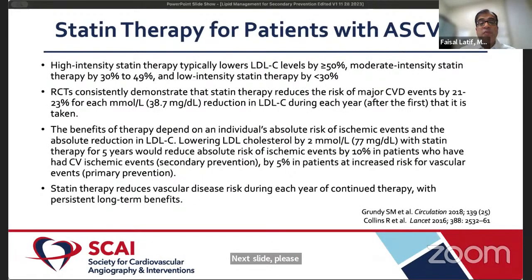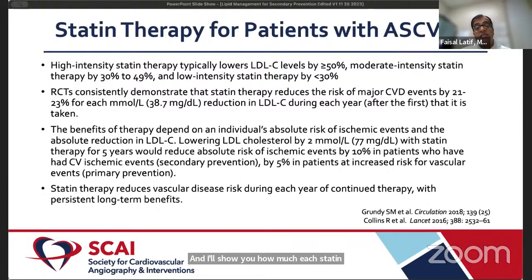Statin therapy, it is important to understand that high-intensity statin therapy, that is the high doses of atorvastatin and rosuvastatin that I just mentioned, lowers the LDL by about 50% or greater. Moderate-intensity statin decreases LDL by 30 to 49%, and low-intensity statins by less than 30%. And I'll show you how much each statin does here in a moment.